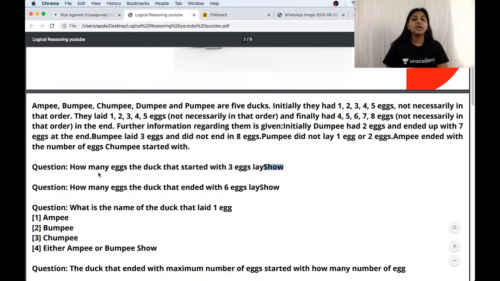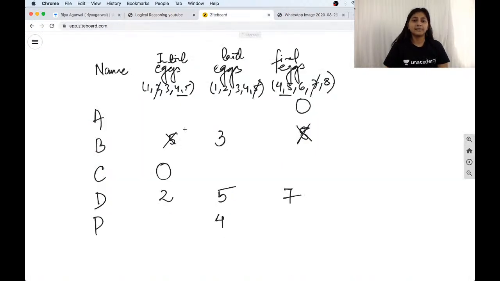This is not there. Okay, how many eggs does the duck that started with 3 eggs lay? So who can start with 3 eggs? We don't have any idea right now. See, here it is going to be 1 or 2. Here it is going to be 2 or 1.